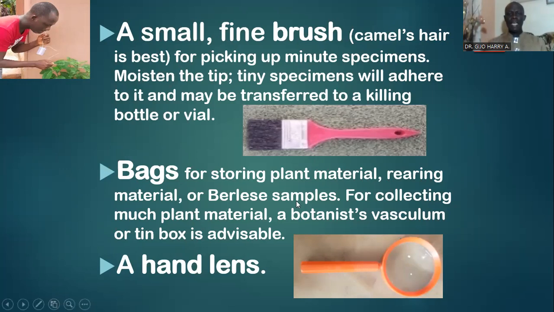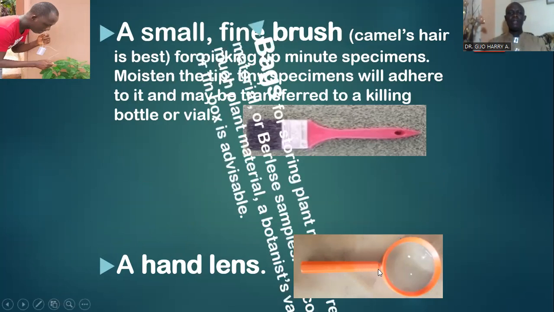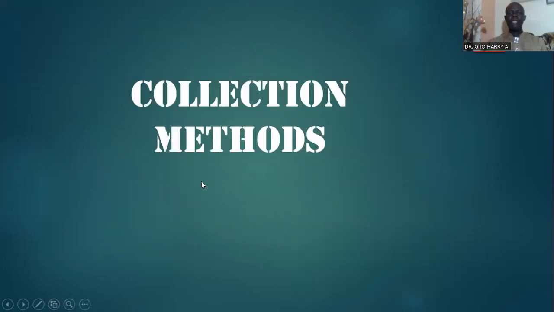We also need bags for storing plant material, rearing material, or bulk samples. For collecting much plant material, a botanist's basket or tin box is advisable. Then hand lenses are also required, particularly for the collection of minute insects and arachnids. Now I want to look at the collection methods.